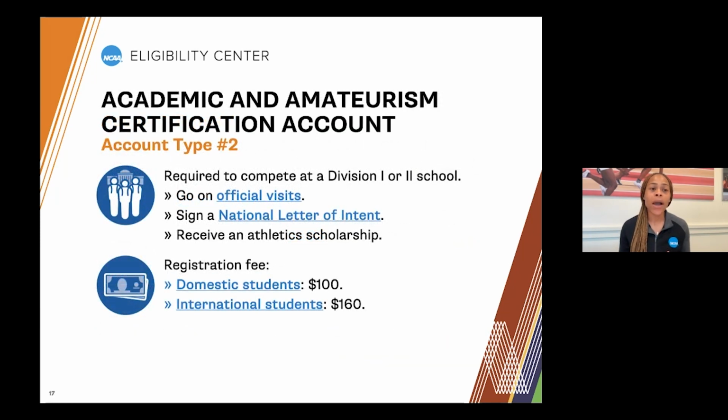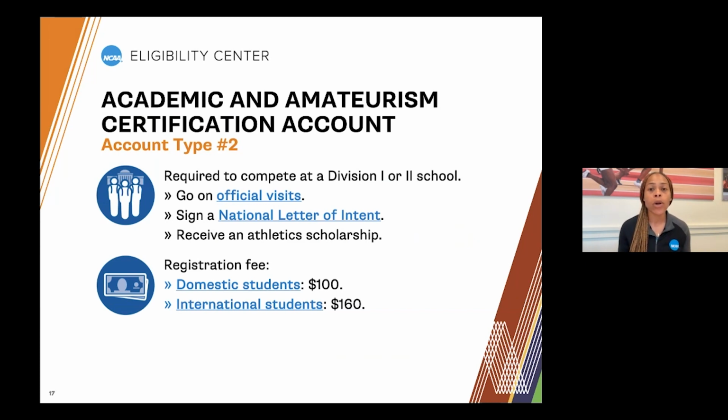The next one we're going to talk about is the Academic and Amateurism Certification Account. Now, if your student athlete isn't sure where they want to go and they have that free profile page account, and then those college coaches start reaching out, or they decide they do want to compete at the Division I or Division II level, they can take that free profile page account and transition into this certification account.